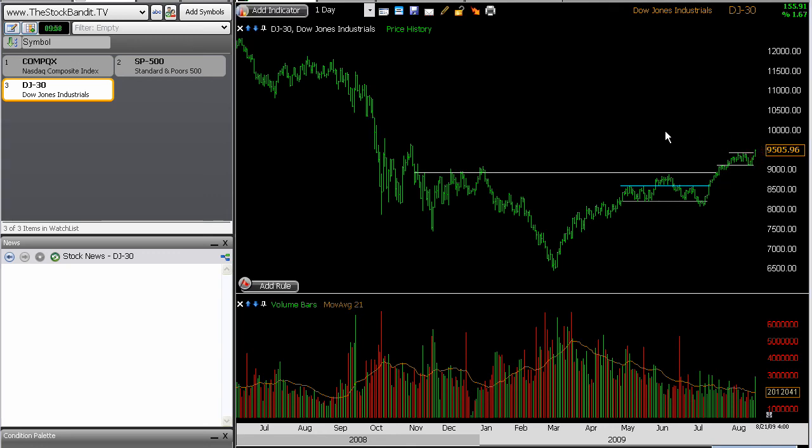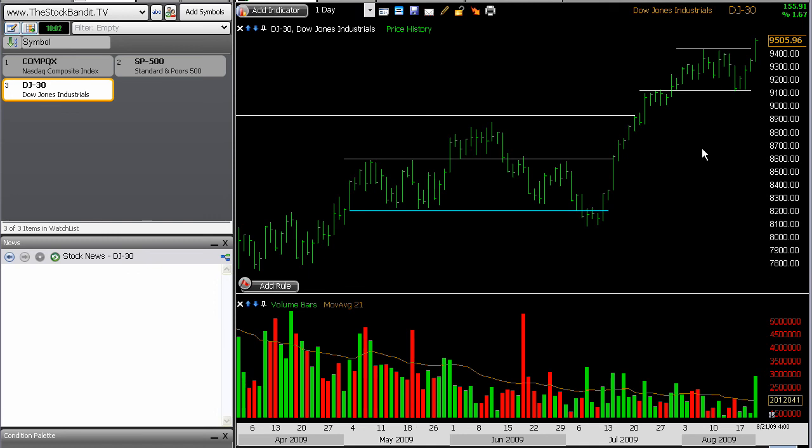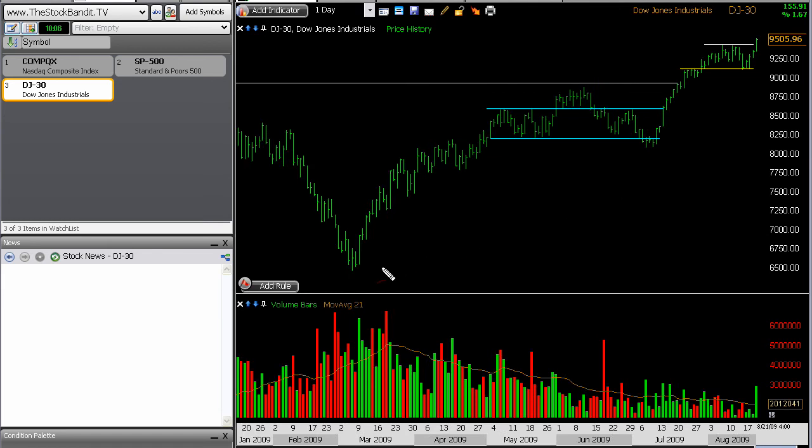So let's see if it can continue that, and if we can see some follow through to last week's strength, and see if these bulls really want control of this market. They've had an excellent run, but they've opened the door once again to more upside, so the choice is going to be theirs in the days to come.